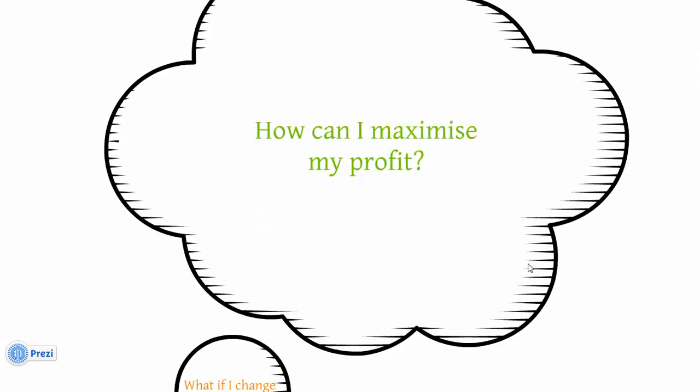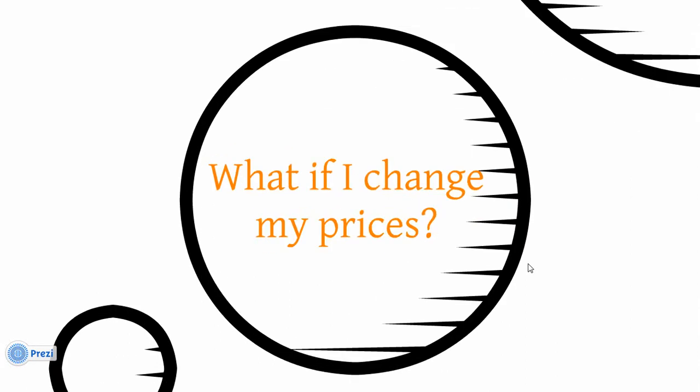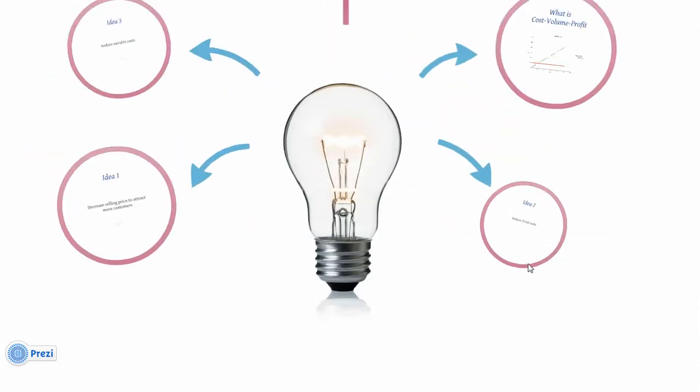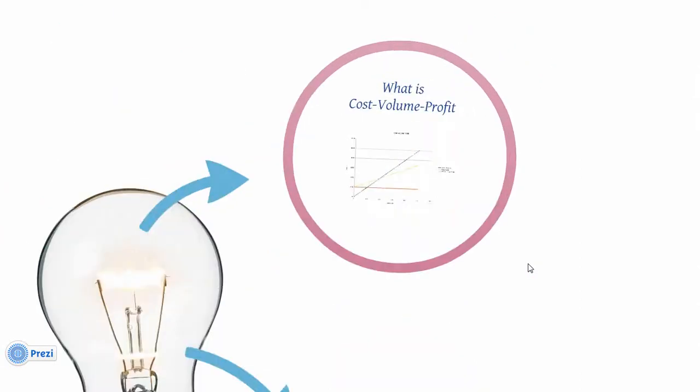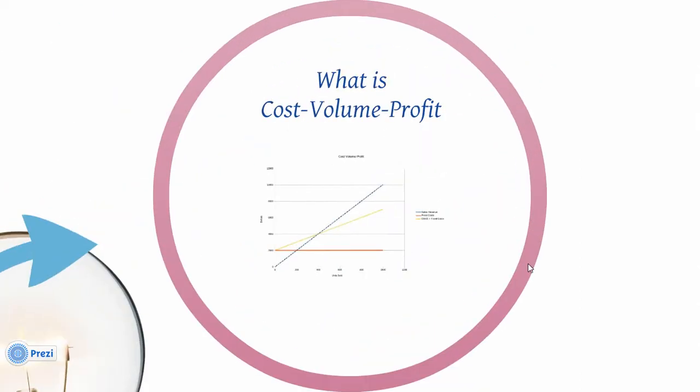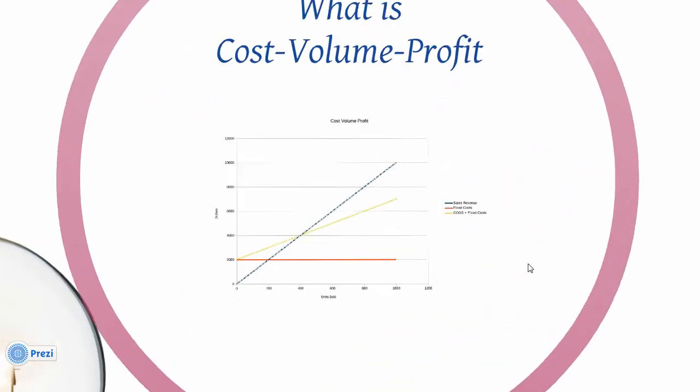And what happens if he changes the price that he sells his cabinets for? He has a great idea and goes to an accountant. The accountant introduces Fred to cost volume profit analysis, or CVP. CVP can be summed up by this graph.